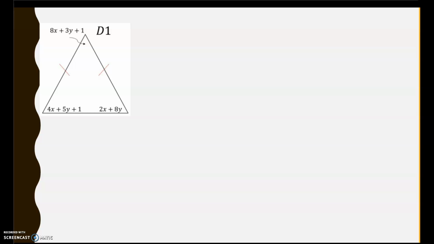Because I have two variables, I'm going to need to come up with two equations. I know that these guys here, because they have these tick marks, are congruent to each other. So I have an isosceles triangle, which also means that my base angles are congruent. So these two guys here are exactly the same. So that's going to be one of my equations. I'm going to have 4x plus 5y plus 1 equal to 2x plus 8y.